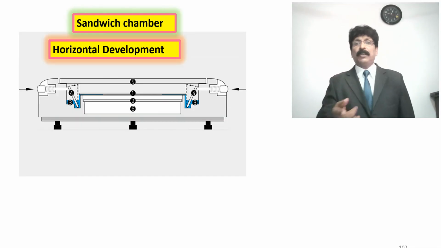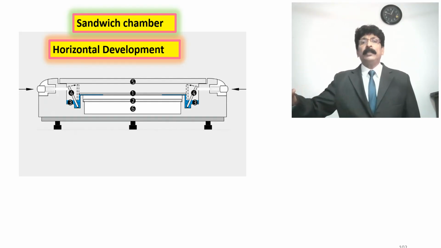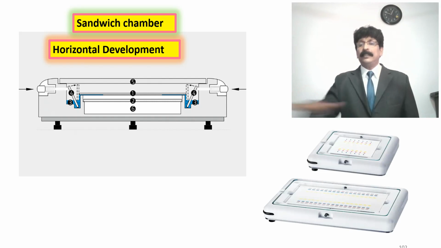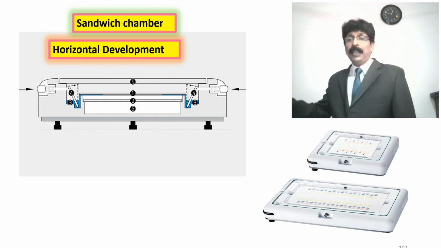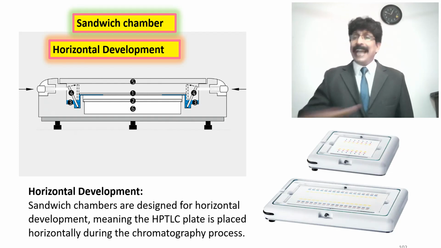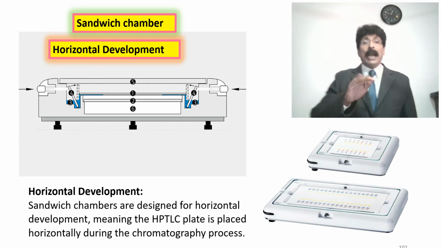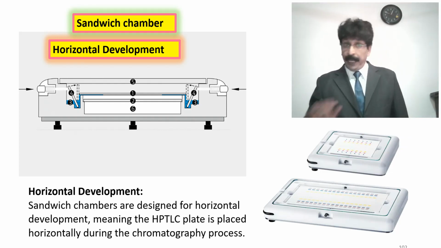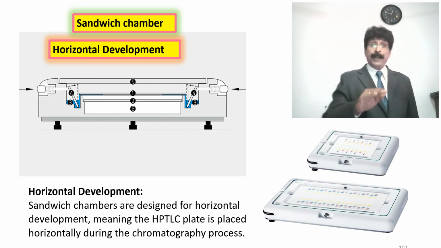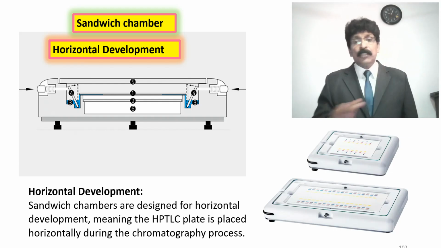And the sandwich chamber, otherwise called horizontal development or horizontal chamber. The solvent runs horizontally, as shown in the picture. You can see the running of the solvent horizontally in this type of chamber. Sandwich chambers are designed for horizontal development, meaning the HPTLC, high performance thin layer chromatographic plate, is placed horizontally during the chromatographic process.